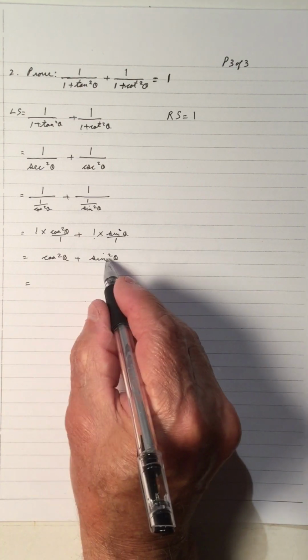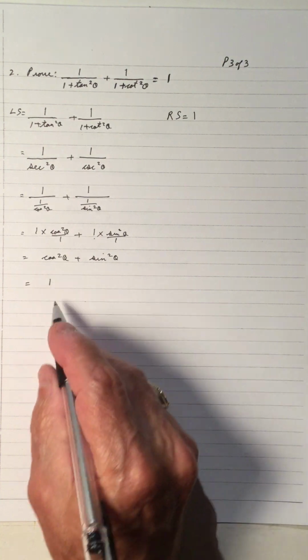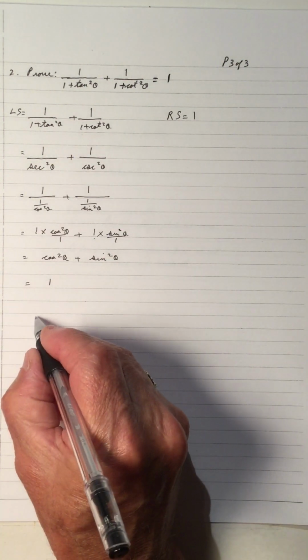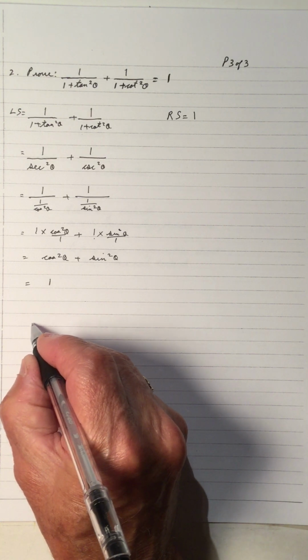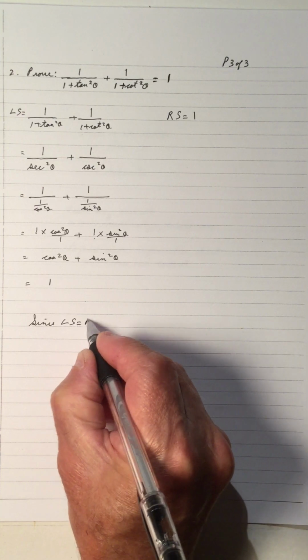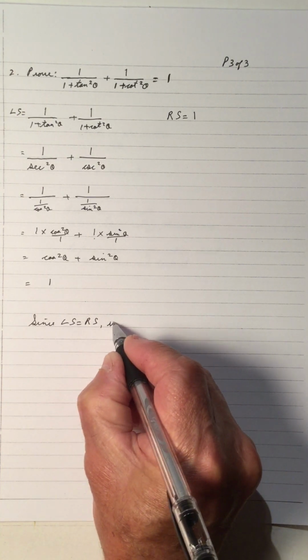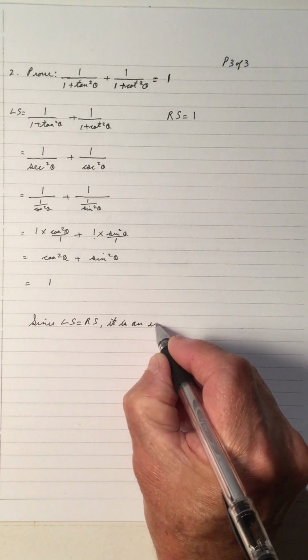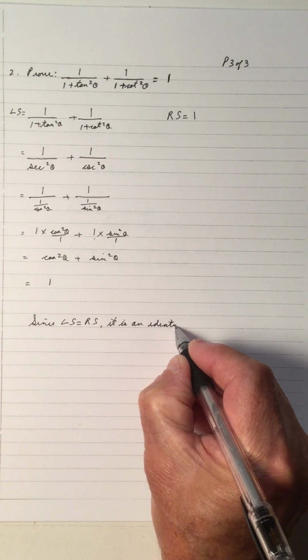And cos squared plus sine squared is equal to 1, the fundamental identity. So the left side becomes 1, the right side is 1. So since the left side equals the right side, it is an identity.